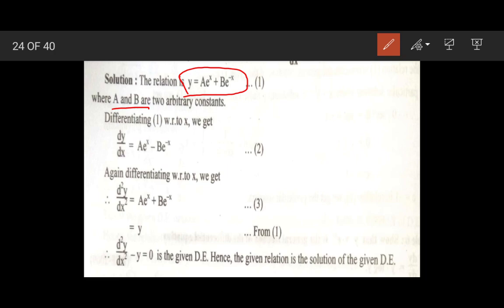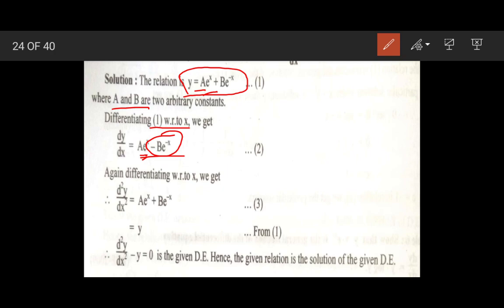Now we are going to differentiate with respect to x. So dy upon dx is equal to a e raised to x minus b e raised to minus x, right? a is a constant, so that will be as it is. Then derivative of e raised to x is e raised to x, then plus b, then e raised to minus x, derivative of e raised to minus x will be e raised to minus x into minus 1. So that will be a e raised to x minus b e raised to minus x.